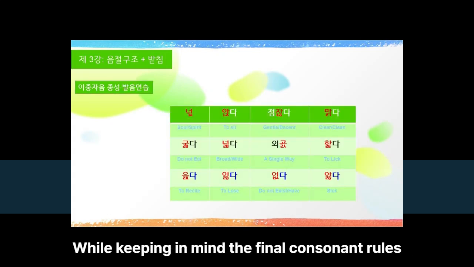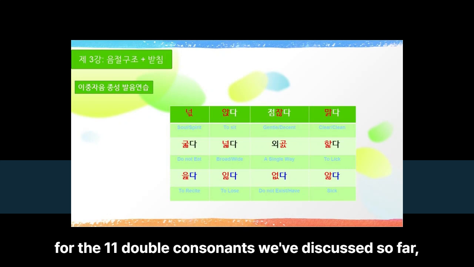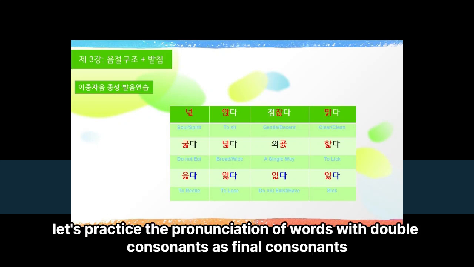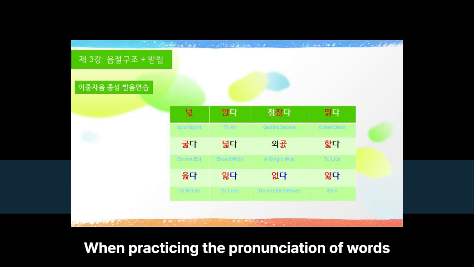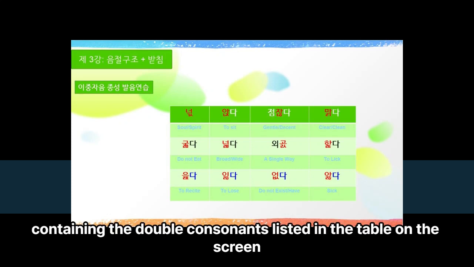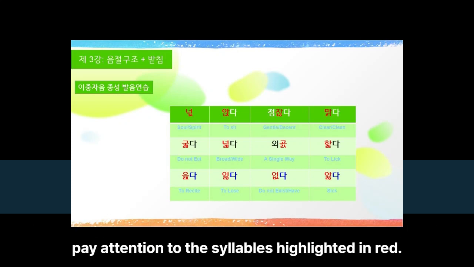While keeping in mind the final consonant rules for the 11 double consonants we've discussed so far, let's practice the pronunciation of words with double consonants as final consonants by listening to audio samples. When practicing the pronunciation of words containing the double consonants listed in the table on the screen, pay attention to the syllables highlighted in red.